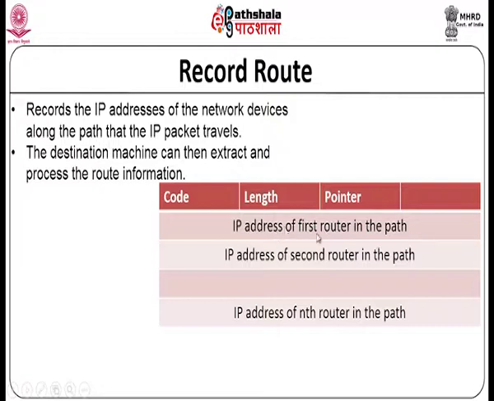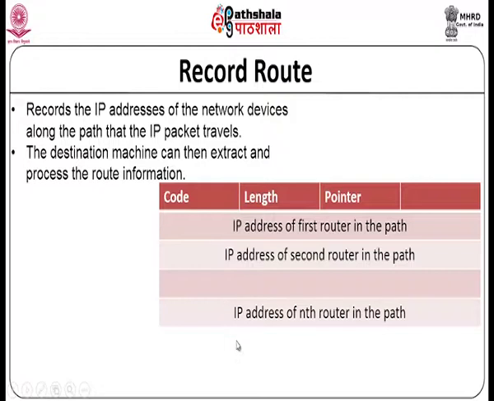So when it visits the first router, the information is filled here and the pointer will be pointing to the next router. When it goes to the second router, it looks at the pointer and finds that there is an empty field there. So it will fill in its address and increment the pointer so it points to the next address. In this way, each router will fill in its address as the packet goes through that particular router. This is what is done in the record route option.